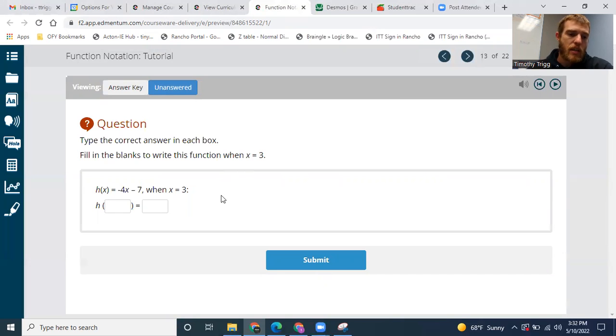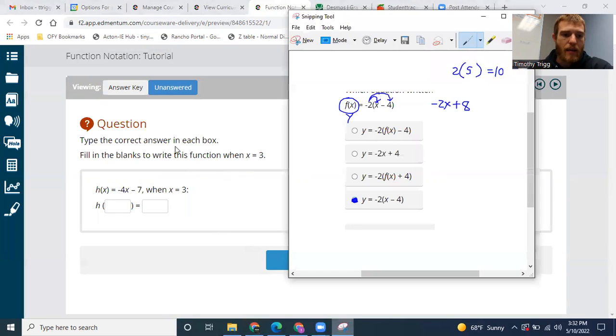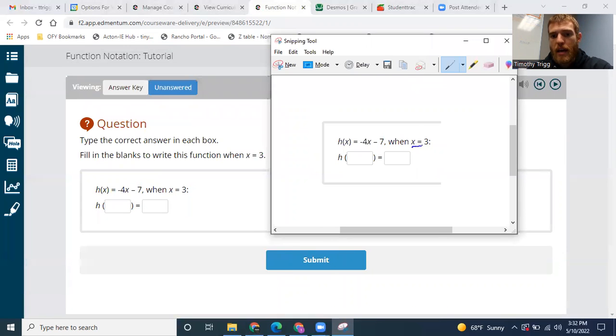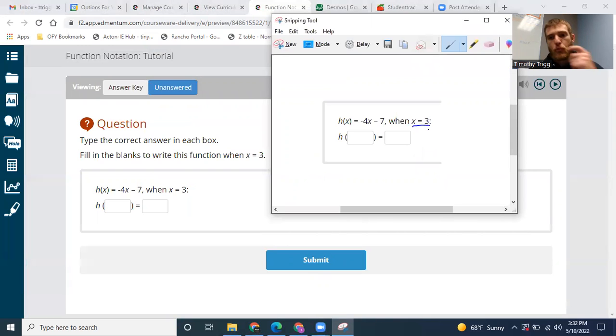This one says h of x equals -4x minus 7 when x equals 3. So here it's telling you the input. We're going to input 3 for x. So we're going to replace x with 3. So in this function, h of x, we're going to replace x with 3. So what is this going to look like? h of 3 equals -4 times 3 minus 7. Notice I'm replacing the x here and the x here with 3.